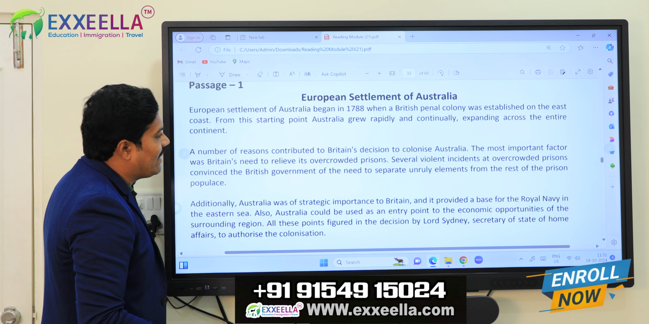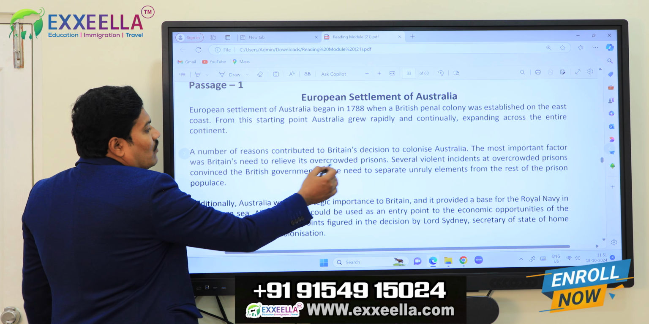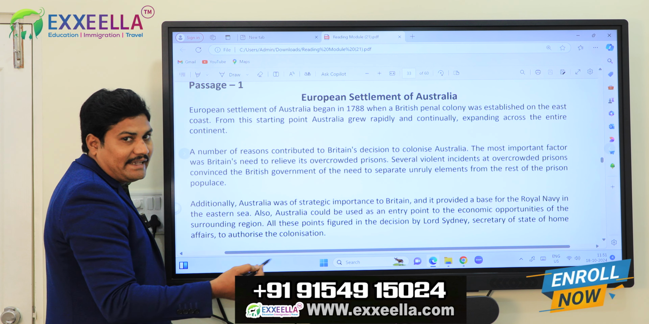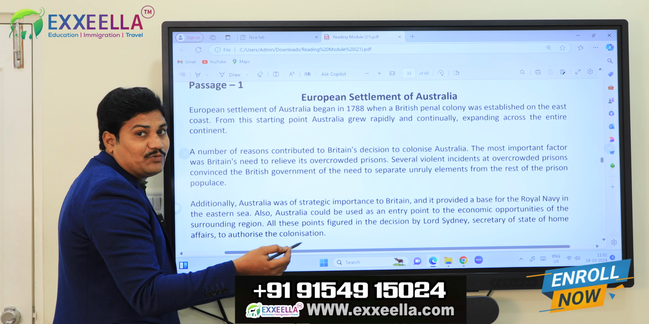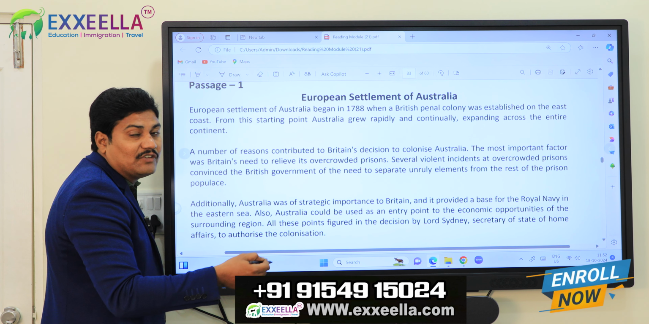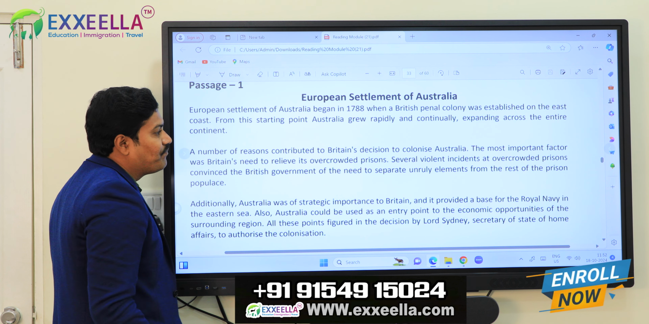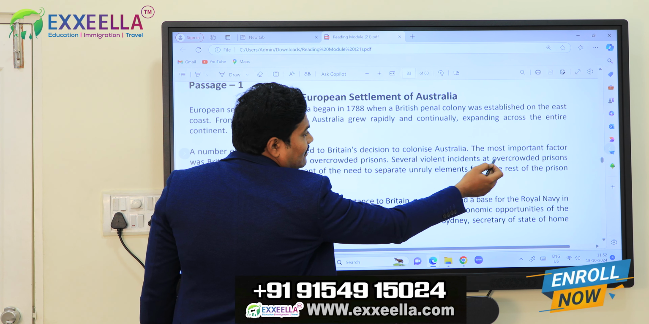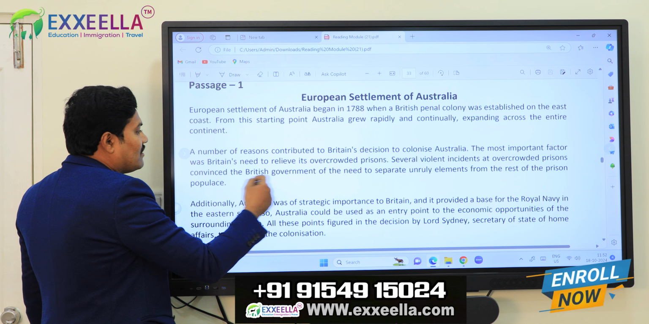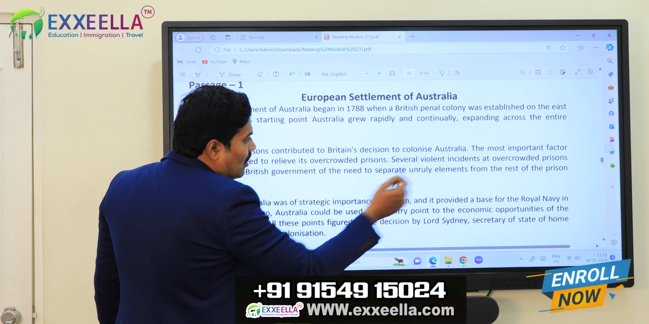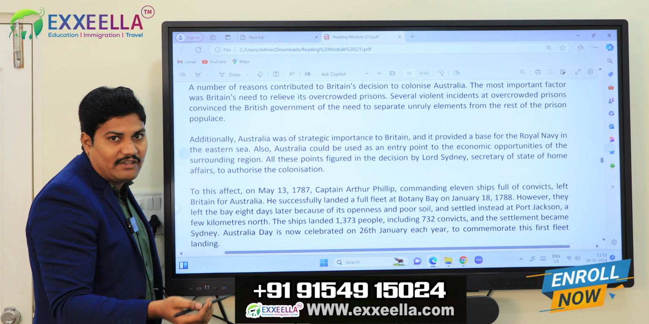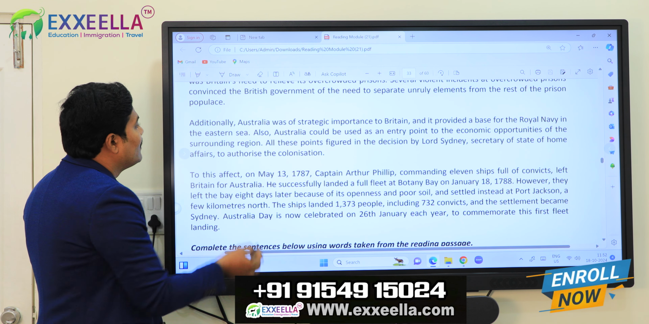Now let's go to the next line after the second answer. Overcrowded prisons is the answer for the second one. From the next line onwards we need to start searching for the third question's information. Several incidents, overcrowded prisons, convinced government separate. No, in this paragraph we don't have the keywords. Now let's go to the third paragraph.